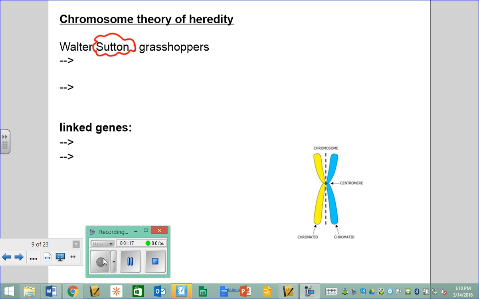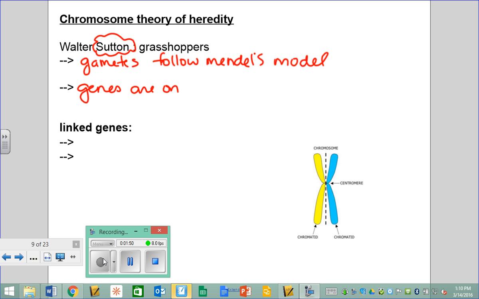So Walter Sutton found a couple of things. He found that gametes, so we're still talking about gametes, even though it's not chapter 16 anymore, follow Mendel's model. So, independent assortment, segregation. Gametes are going to get half of the genetic information that the parents have. And he also found that genes are on chromosomes. So that's fantastic. So far, so good.